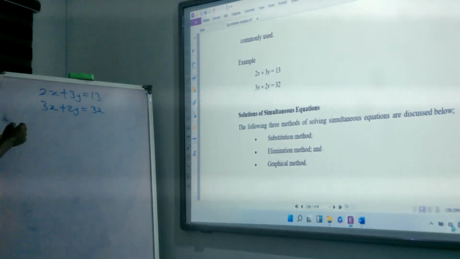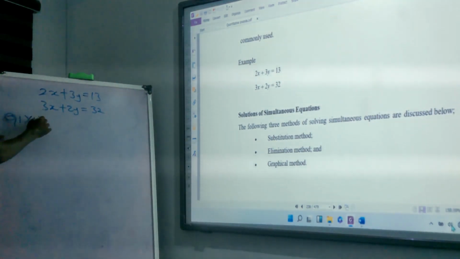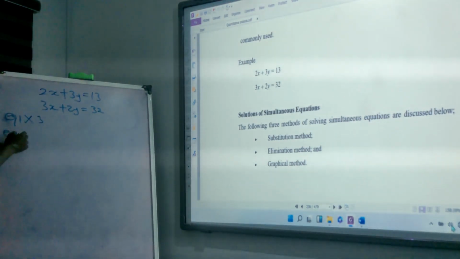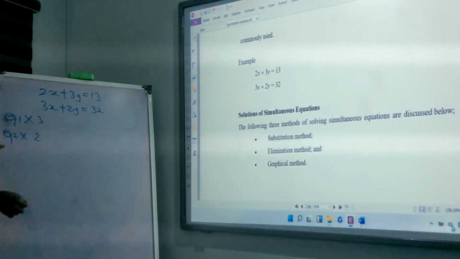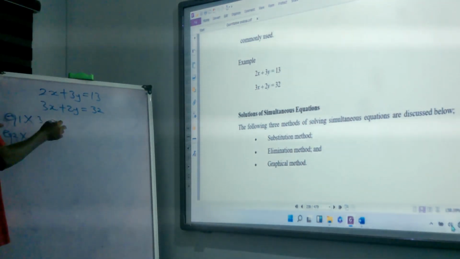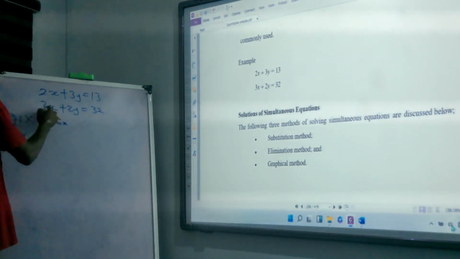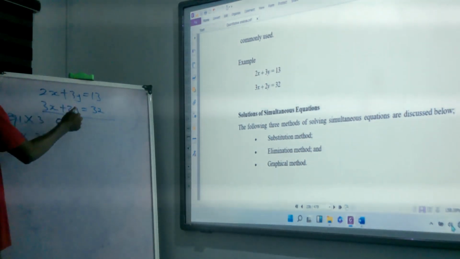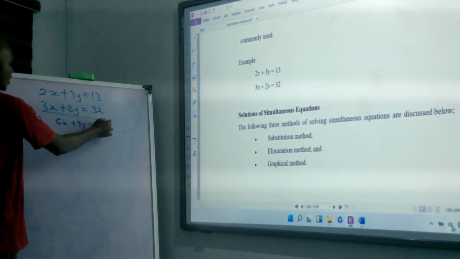If we choose to eliminate x, I will say equation 1, which is the first equation, times the coefficient of x in equation 2, which is 3, and equation 2 times the coefficient of x in equation 1, which is 2. So I will multiply all of equation 1 by 3. 3 times 2x is 6x, 3 times 3y is 9y, 3 times 13 is 39.